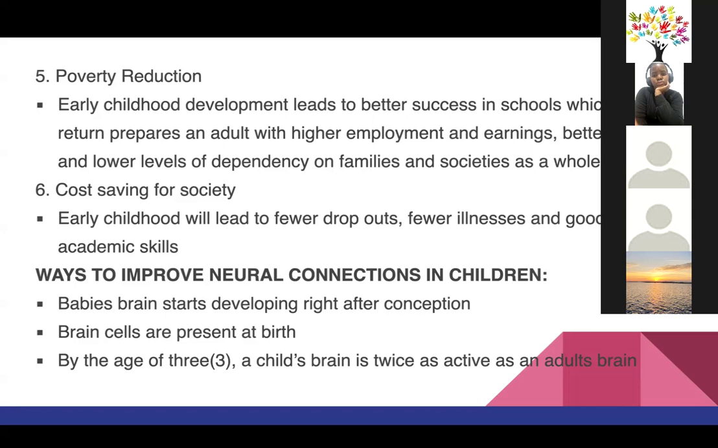Think about it like this. As soon as the child is conceived, as soon as the sperm cell hits the egg and they decide to make one, the brain starts developing. So it's the first thing that starts developing, one of the first. Then, as soon as you're born, your brain cells are already active at birth. And by the age of 3, your child's brain is twice as fast as an adult's brain. So could you imagine how much learning they can do if they're thinking and working twice as fast as your brain? And you're already pretty smart.